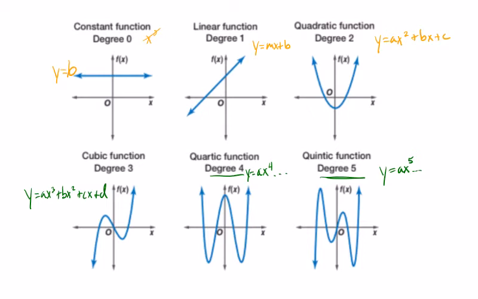Okay, now let's look at the patterns here. We talked about end behavior. So let's ignore degree 0 for a second. But what do we notice about the even functions and their end behavior versus the odd functions and their end behavior?